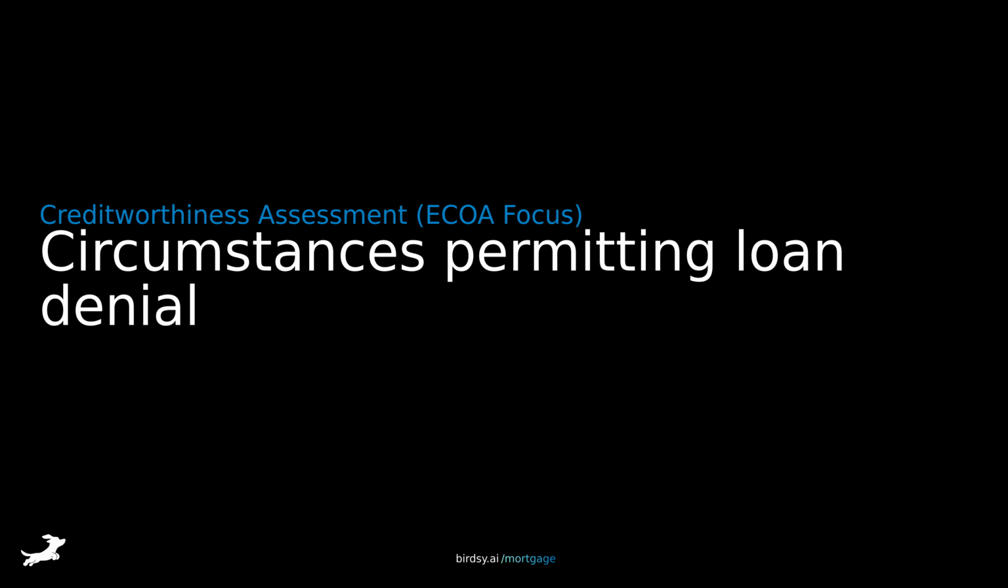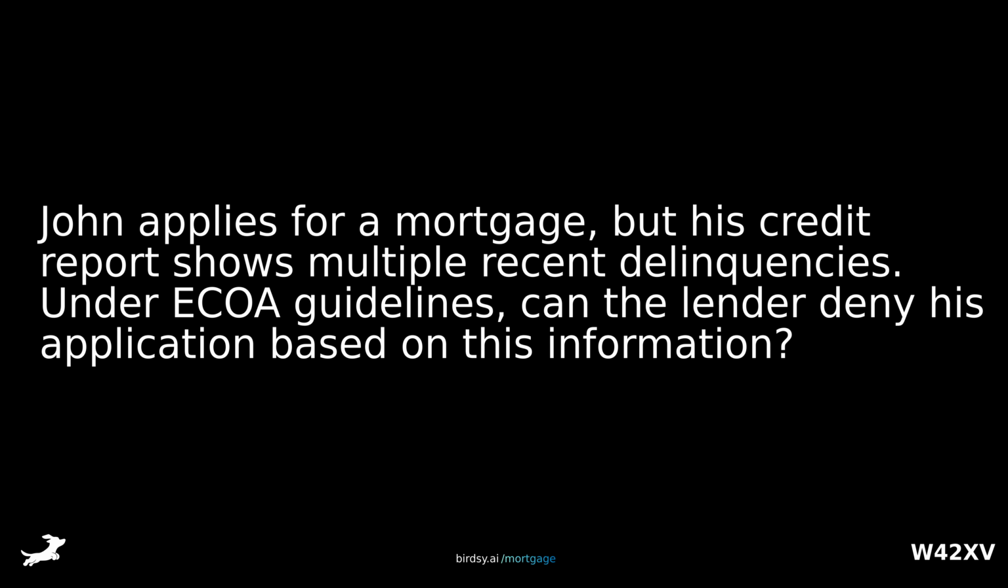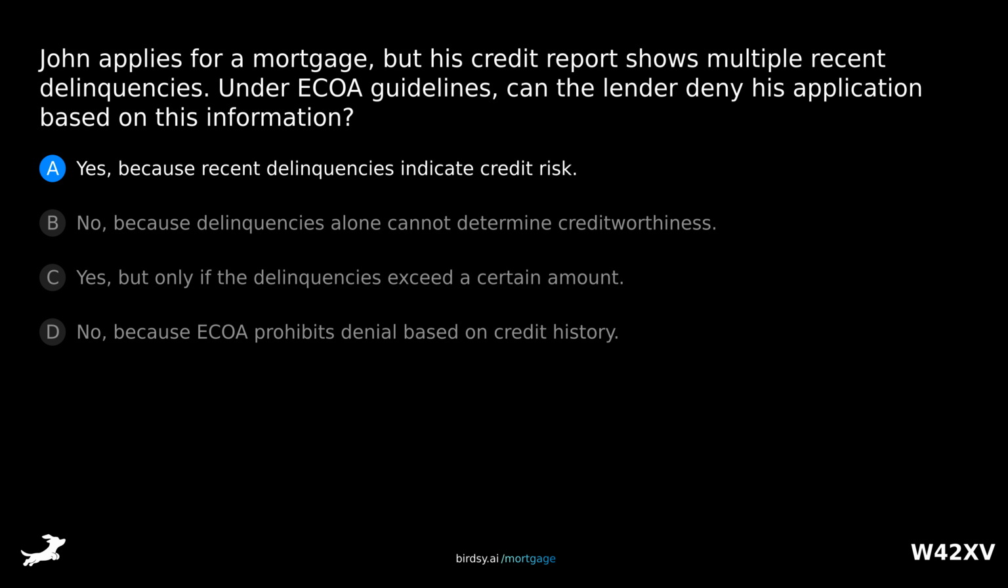Circumstances permitting loan denial. John applies for a mortgage, but his credit report shows multiple recent delinquencies. Under ECOA guidelines, can the lender deny his application based on this information? Is it A, yes, because recent delinquencies indicate credit risk? B, no, because delinquencies alone cannot determine creditworthiness? C, yes, but only if the delinquencies exceed a certain amount? Or D, no, because ECOA prohibits denial based on credit history?